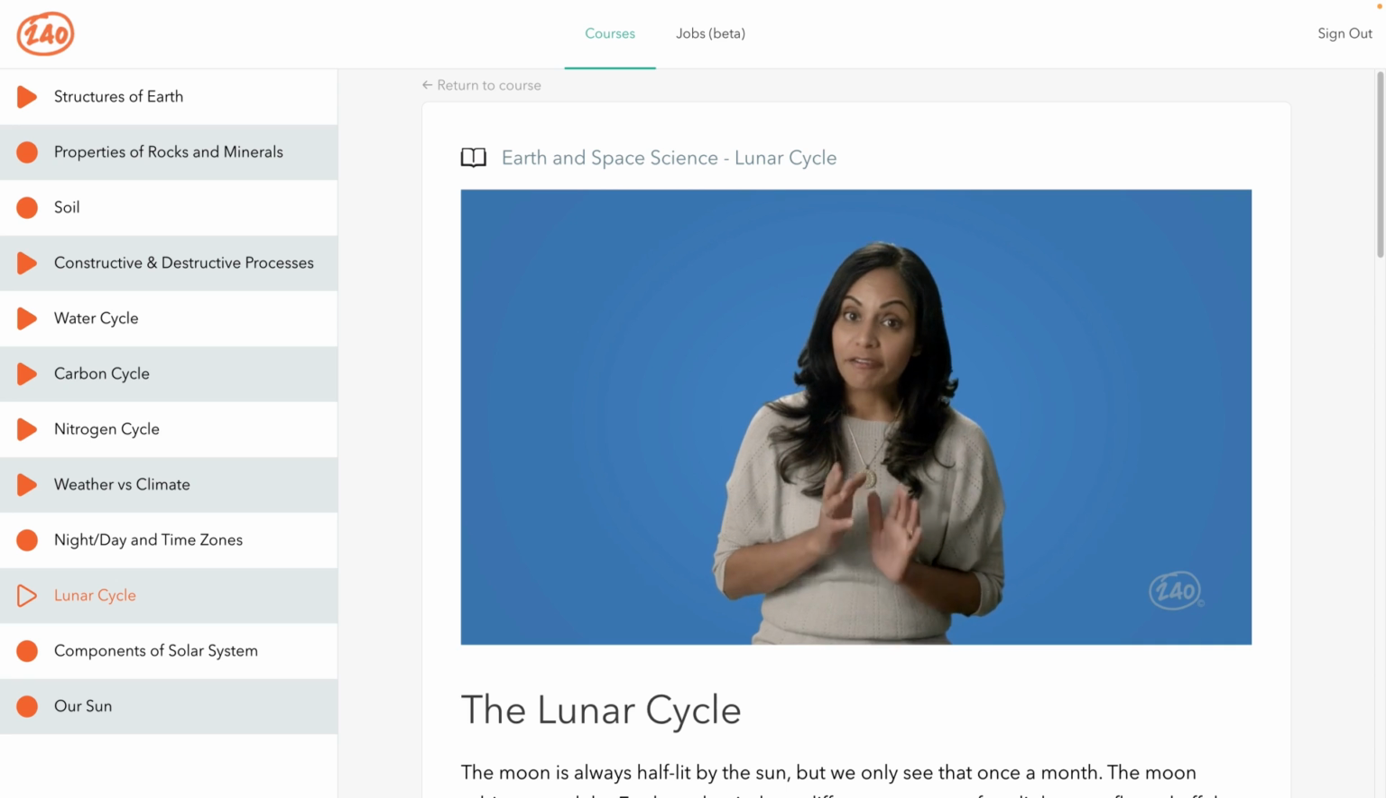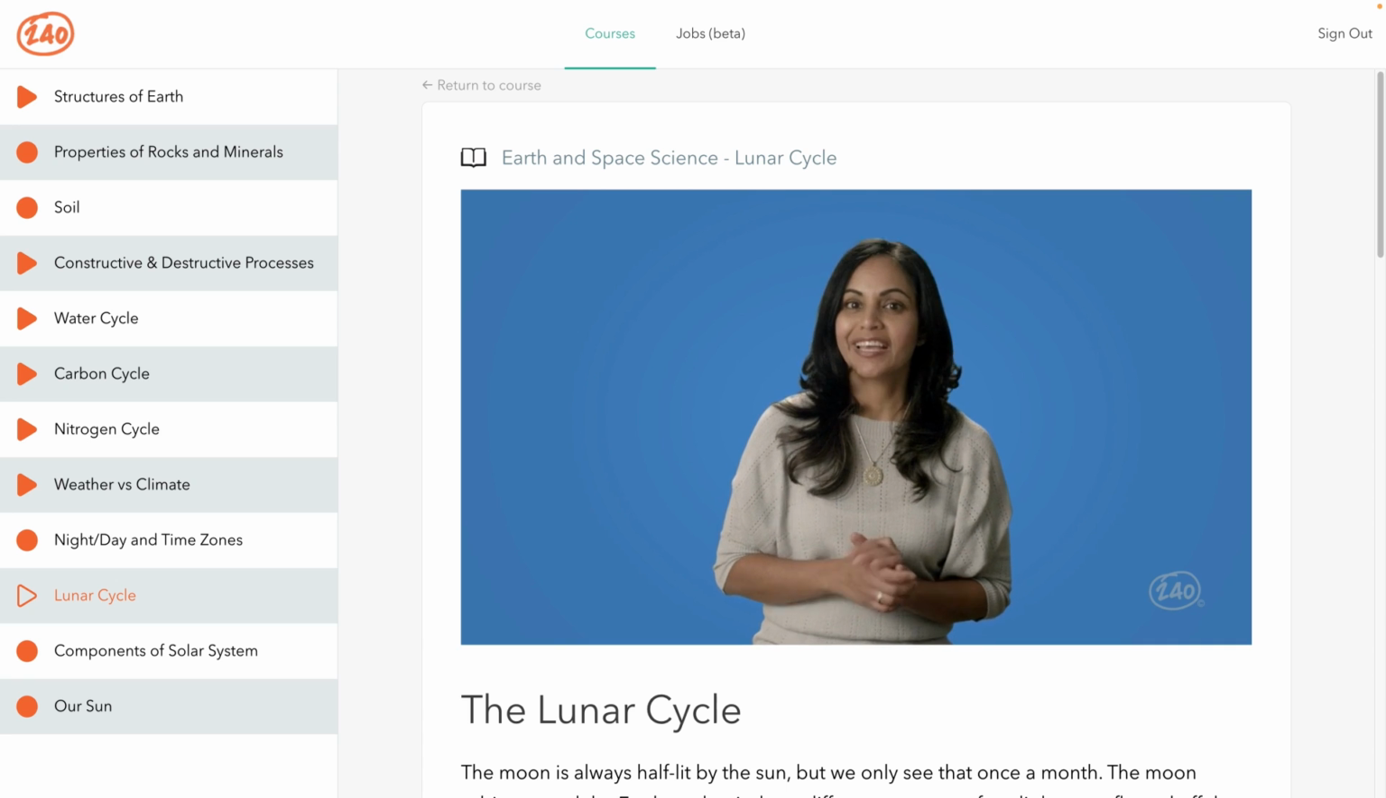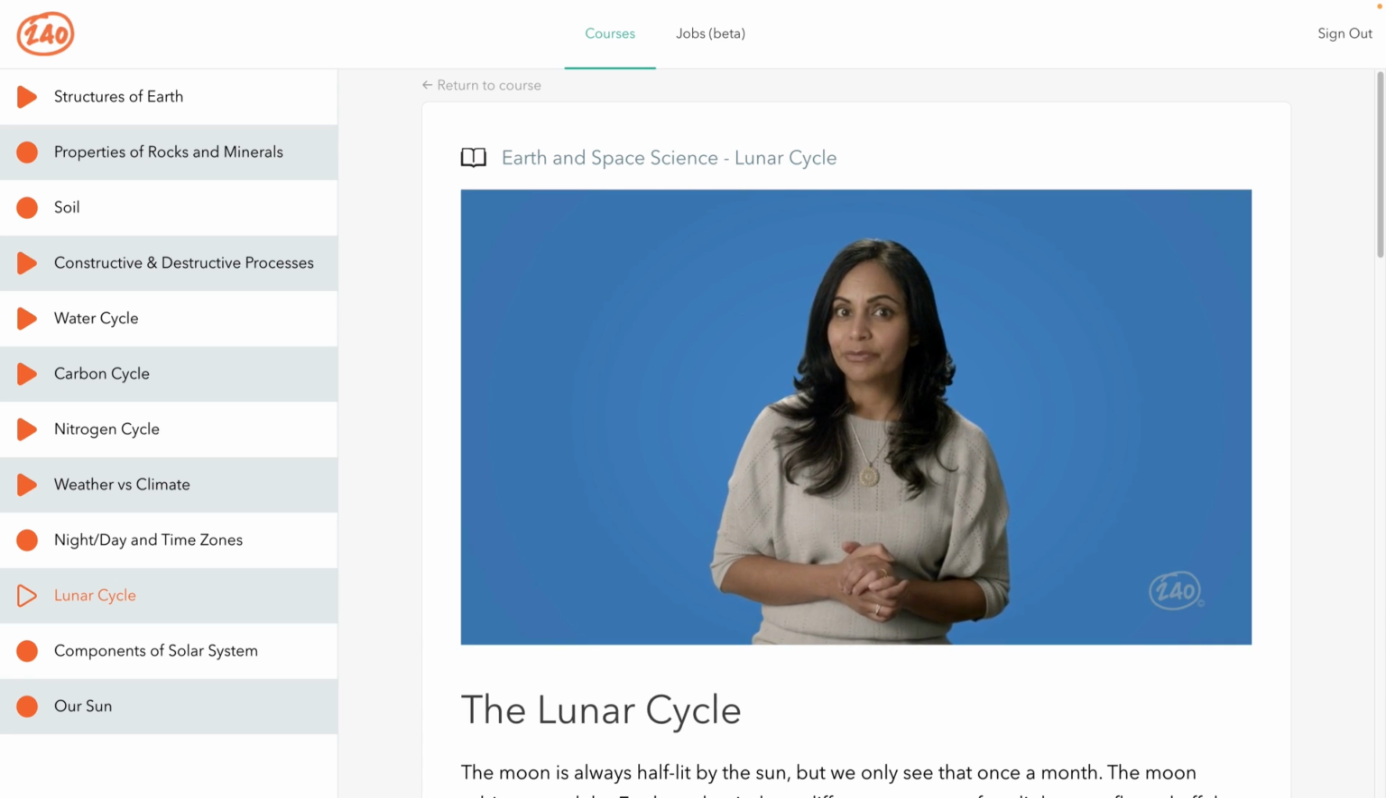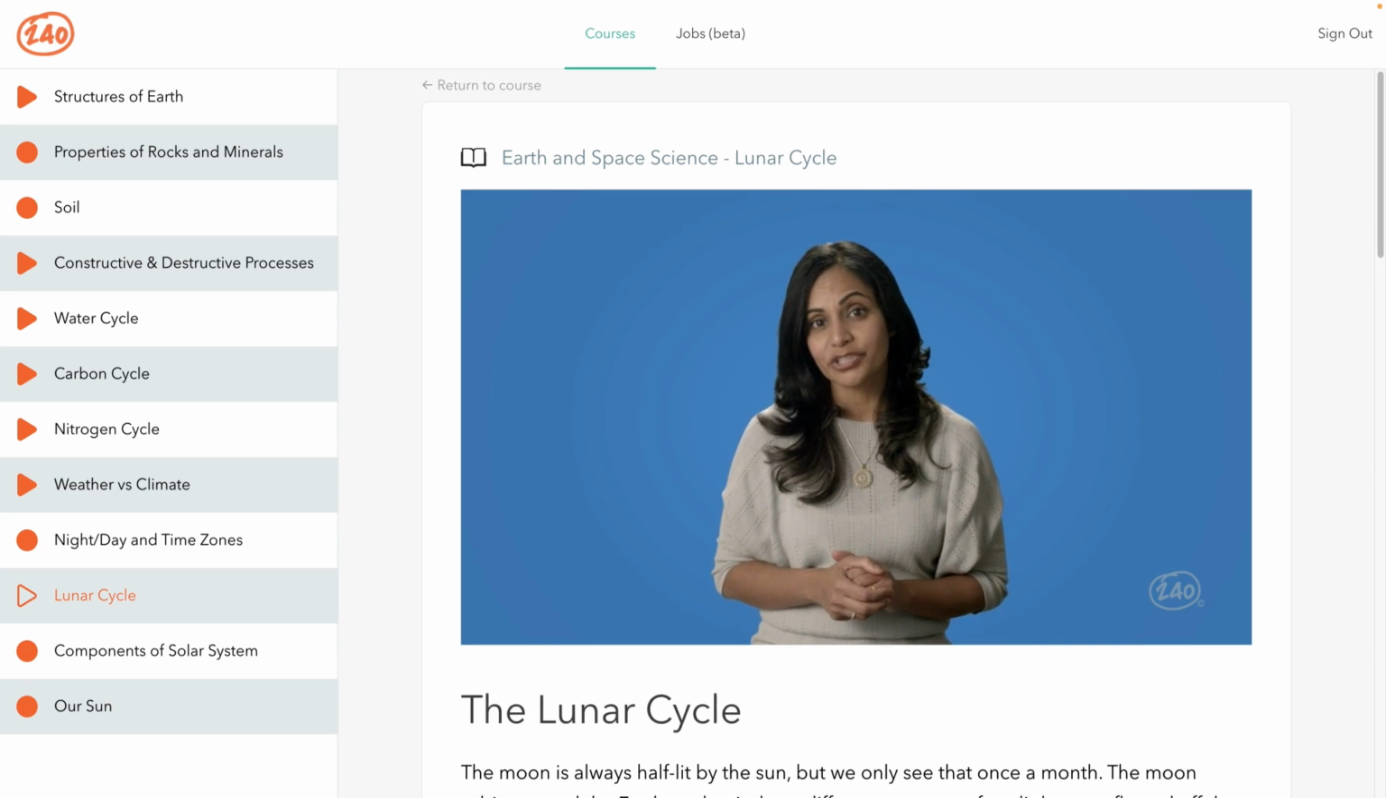Test creators often test on the moon phases. It's a good idea to get to the point where you can sketch the cycle from memory on scratch paper to have when answering a question.